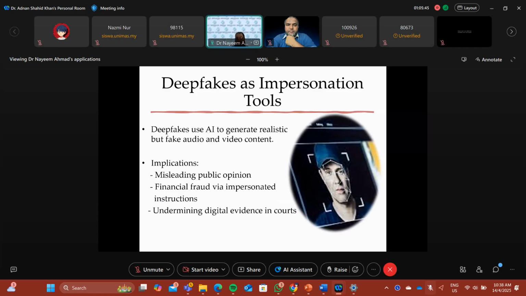So deepfake plays a crucial and pivotal role in impersonation attacks. Deepfake tools and AI tools are being used to generate realistic but fake audios and videos. This leads to misleading public opinion, financial fraud via impersonated instructions, and undermining digital evidence in the courts. So this also gives us a very big challenge in the courts when we try to prove something.